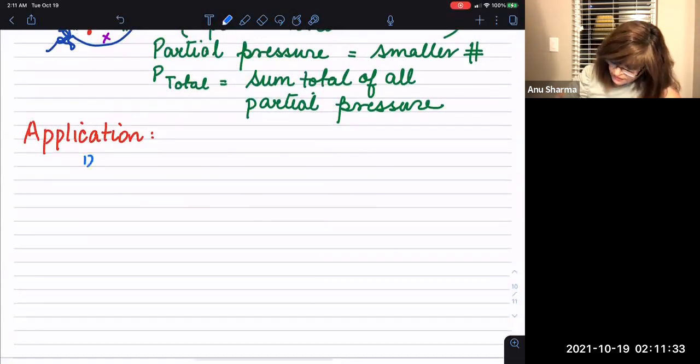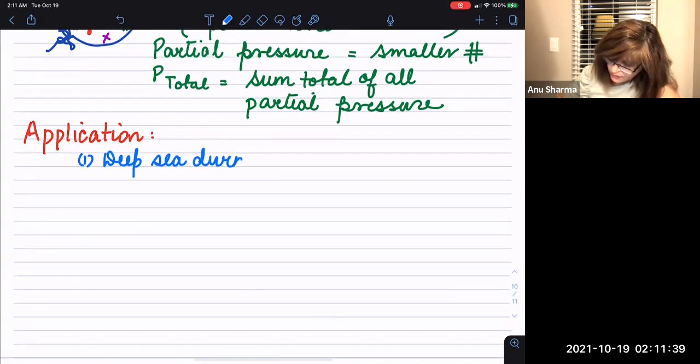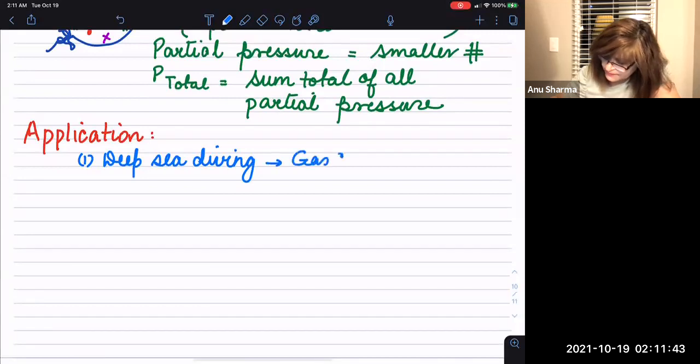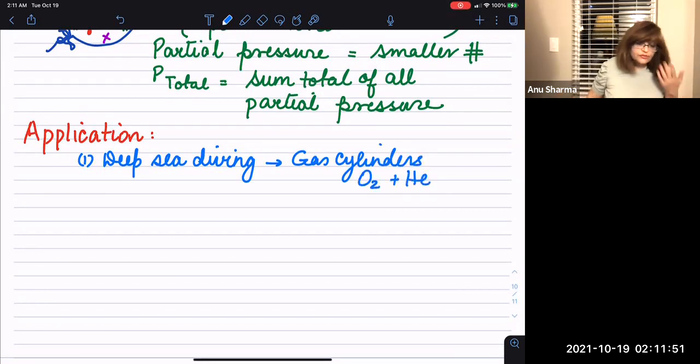So here, deep sea diving. When they're making these gas cylinders, they use oxygen gas and then mix it with helium. So how much should be the oxygen gas? How much is the helium? All of that is the partial pressure of these gases. Each of these gases exerts its own pressure.